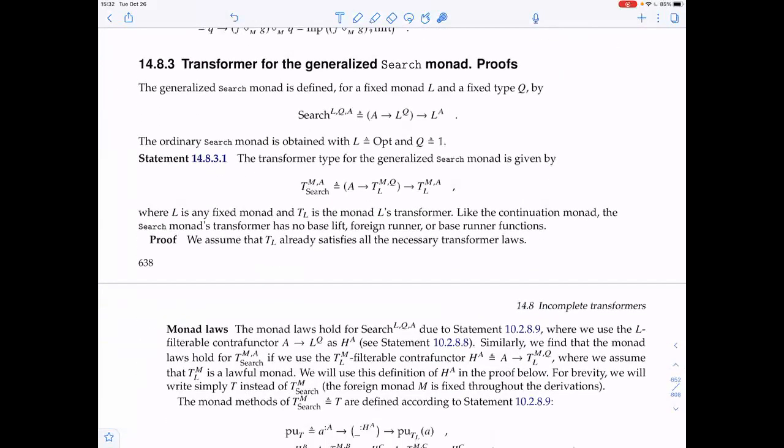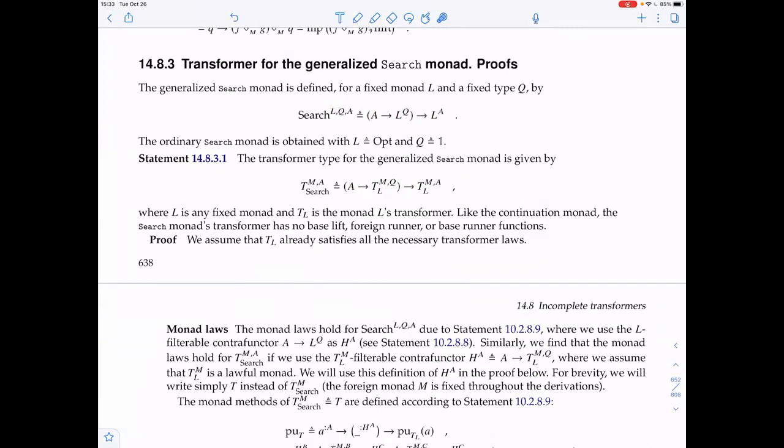The generalized search monad has this shape where L is a fixed monad. So this is not a transformer of L. This is a monad that has L fixed. So we have to add M, the foreign monad, to this. So this is the way that we do that.